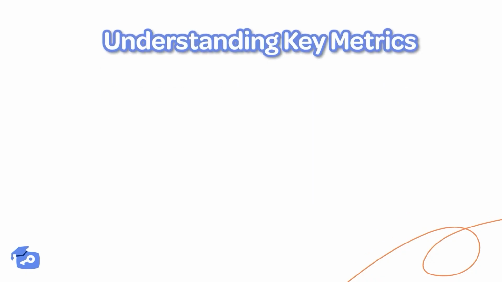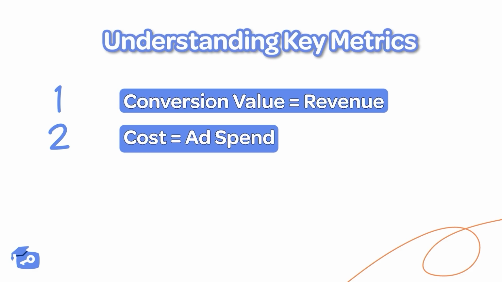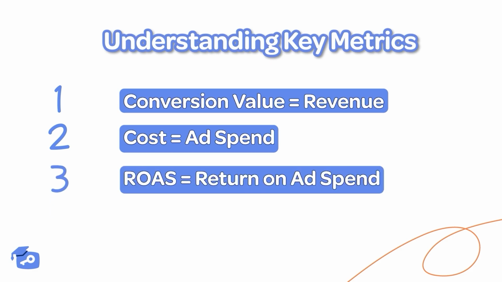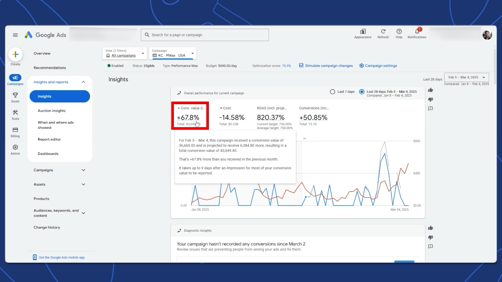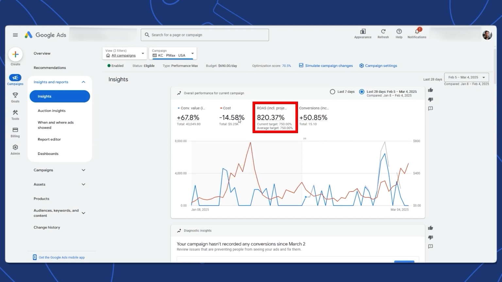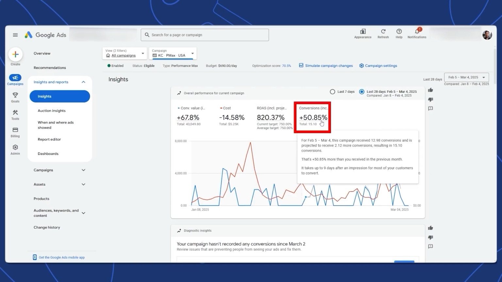There are 4 key metrics shown. Conversion value equals revenue, cost equals ad spend, ROAS equals return on ad spend, conversions equals orders. Conversion value, which means revenue, cost, ROAS, which stands for return on ad spend and its current target that you've set for the campaign, and then conversions, which means orders.